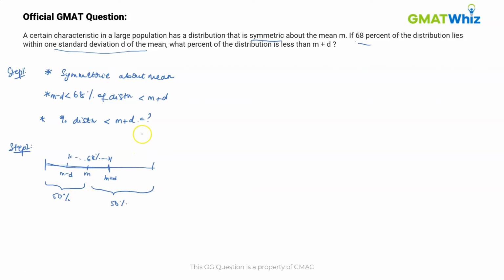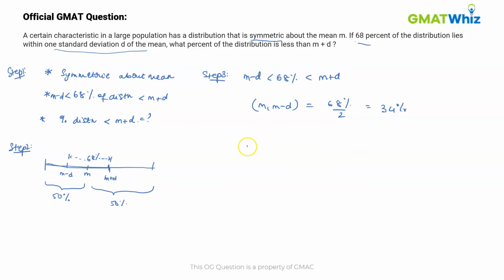Now that we have a fair idea of what the distribution looks like, let's move on to step 3 and find the value of the percent. If 68% of the data lies within the range m minus d and m plus d, then from m to m minus d, the data will be half of 68%, since it is symmetric. So this gives us 34%.